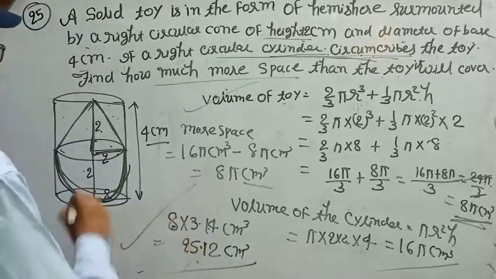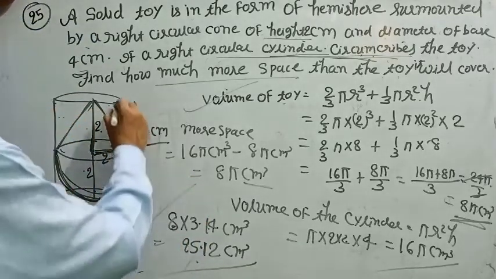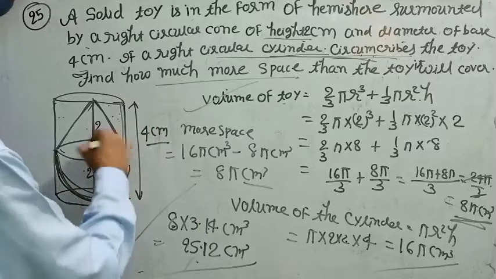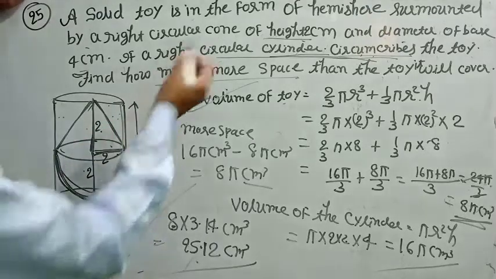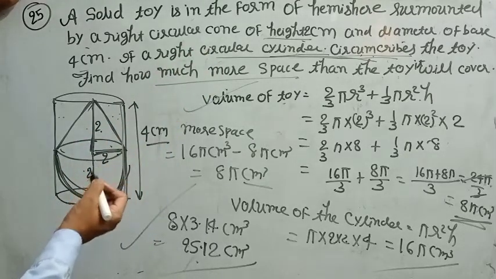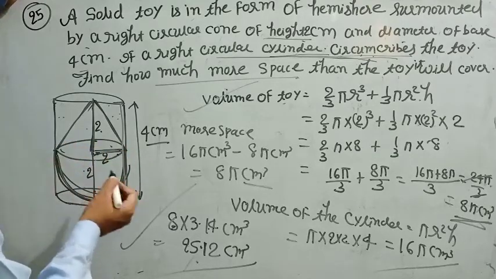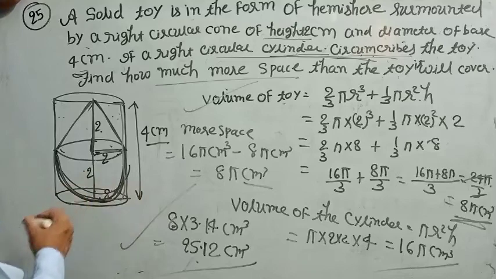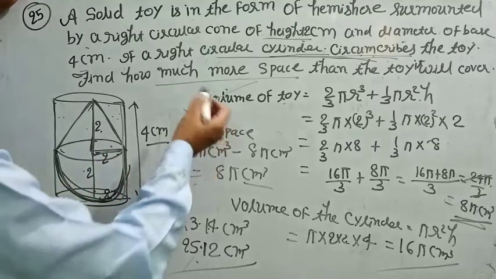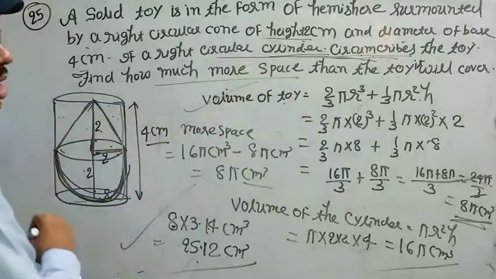This volume is the remaining volume when a cylinder circumscribes this toy. So only in this question, one thing: the radius of the toy is always equal to the radius of the cylinder because the cylinder circumscribes the toy.